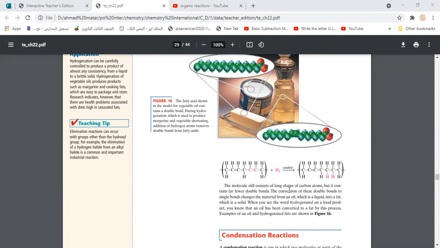Actually, this kind of hydrogenated fat is not healthy. We are supposed not to consume it too much, because it is related to heart diseases, atherosclerosis and a lot of problems in the circulatory system. So it's better not to use it or take it in large amounts. The same idea, hydrogenation or addition reaction, is used in many reactions for a lot of industries.